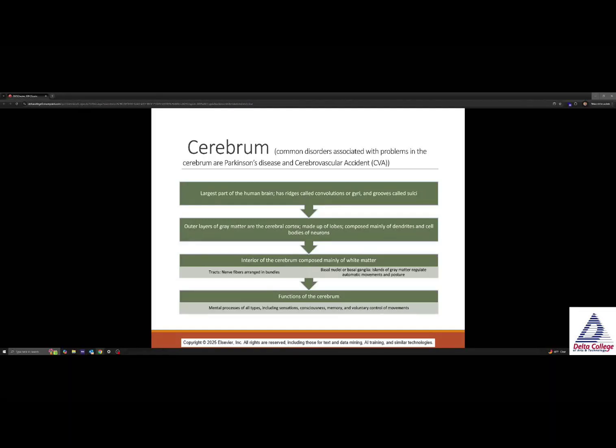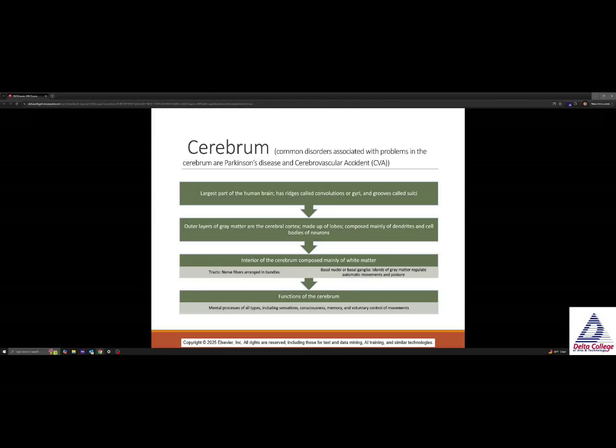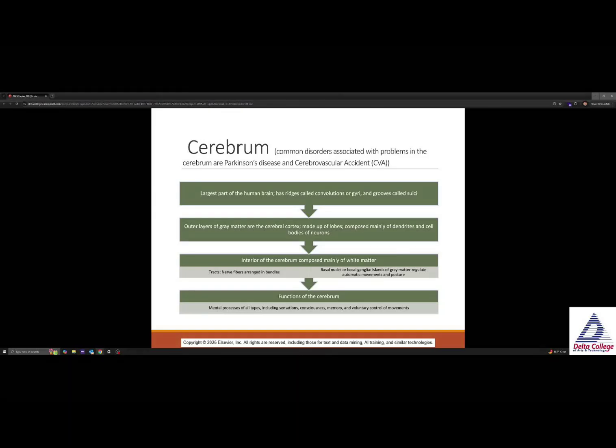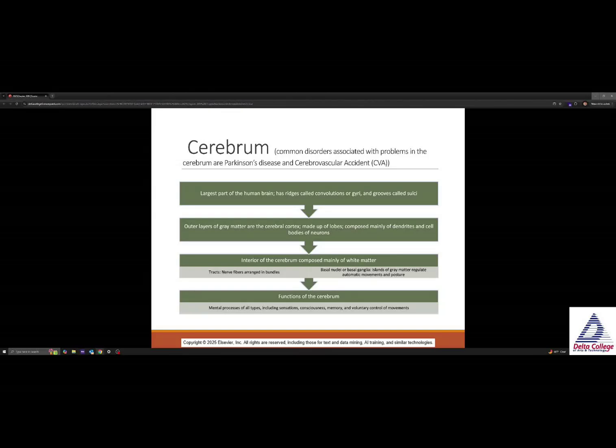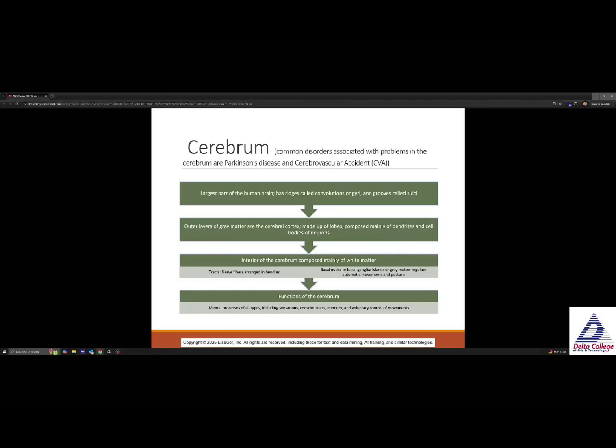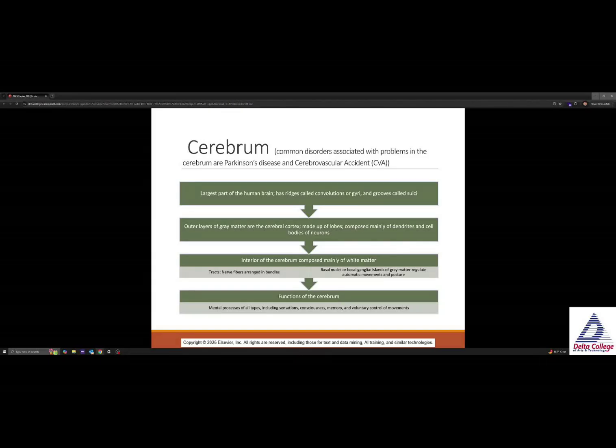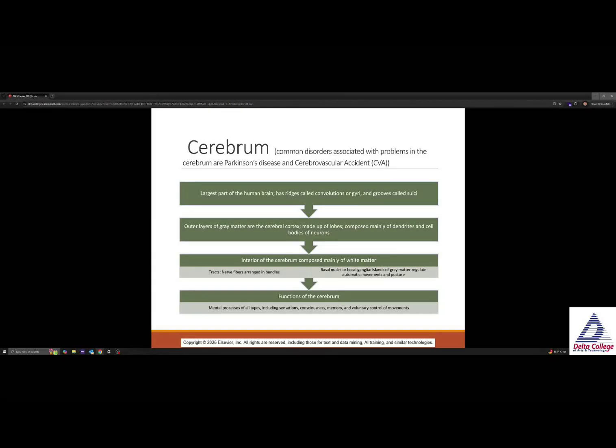Next is the cerebrum. And there are common disorders that are associated with problems in the cerebrum. Some that you may have heard of are Parkinson's disease or cerebrovascular accident, which is a CVA, also known as a stroke. The cerebrum is the largest part of the human brain. It has ridges called convolutions or gyri, and grooves called sulci.